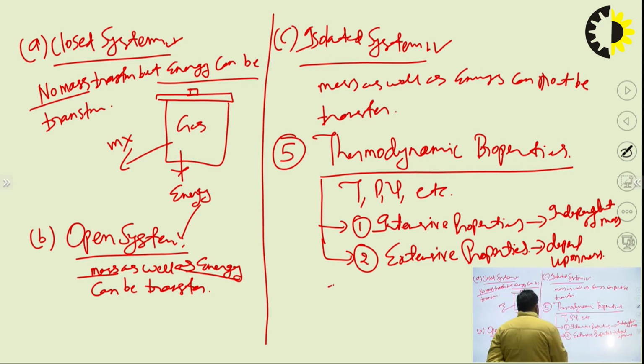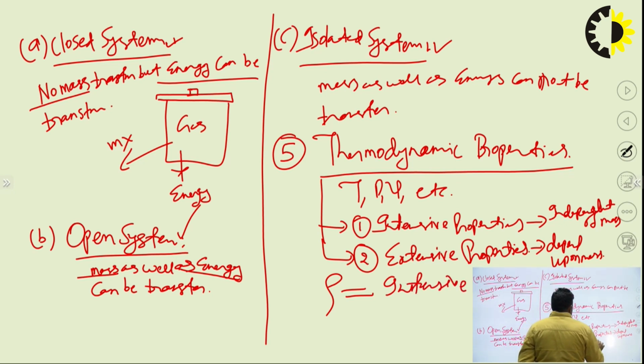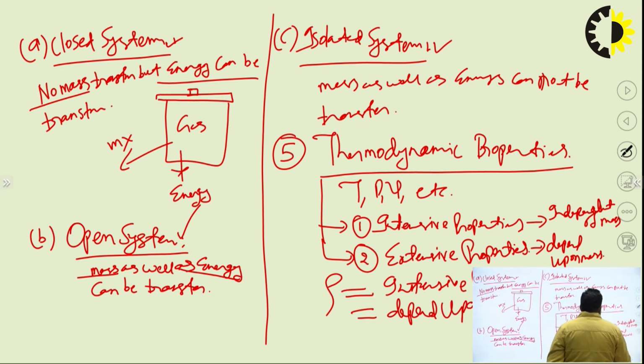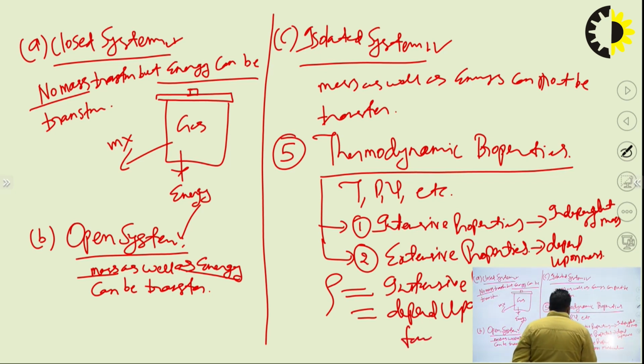For example, density. Is density an intensive property or an extensive property? Density is basically independent of mass. It is an intensive property. Why is it an intensive property? Because density depends upon the molecular attraction force of the body or system.